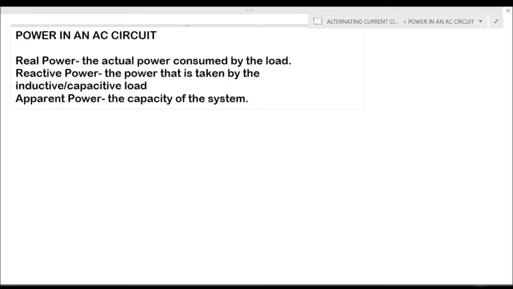Okay, so those are the three types of power: real power, reactive power, and apparent power. The real power is the actual power consumed by the load. Then the reactive power is the power taken by the inductive or the capacitive load. And the apparent power is the capacity of the system.